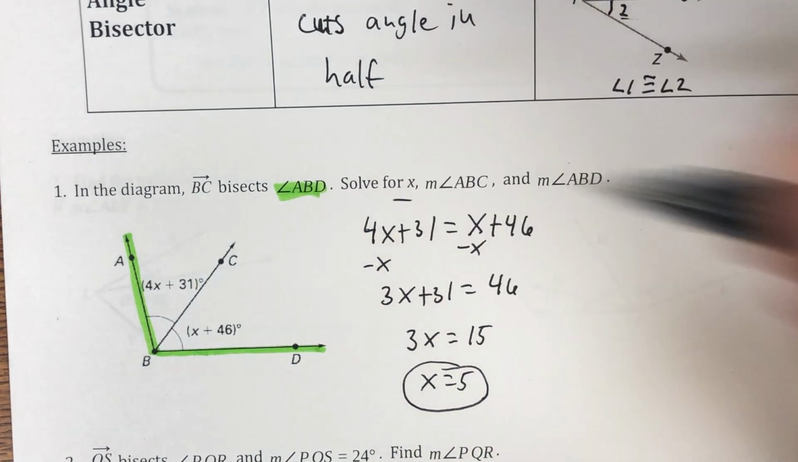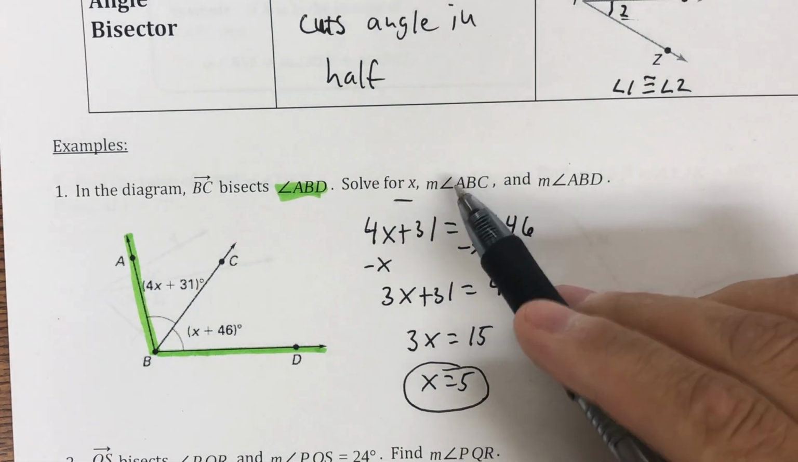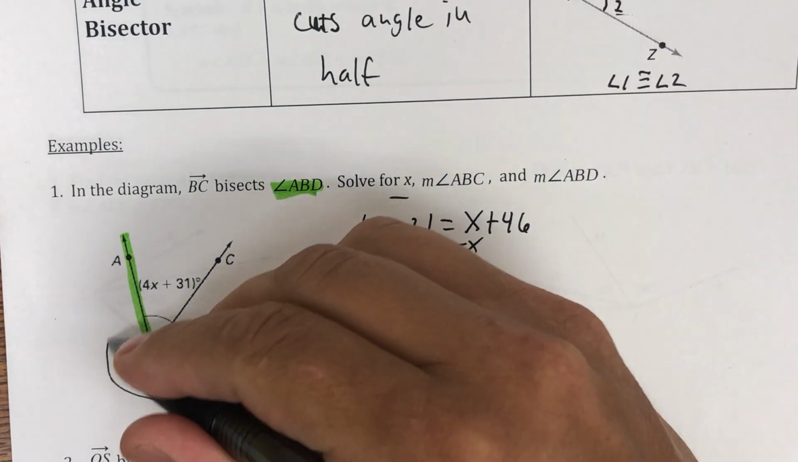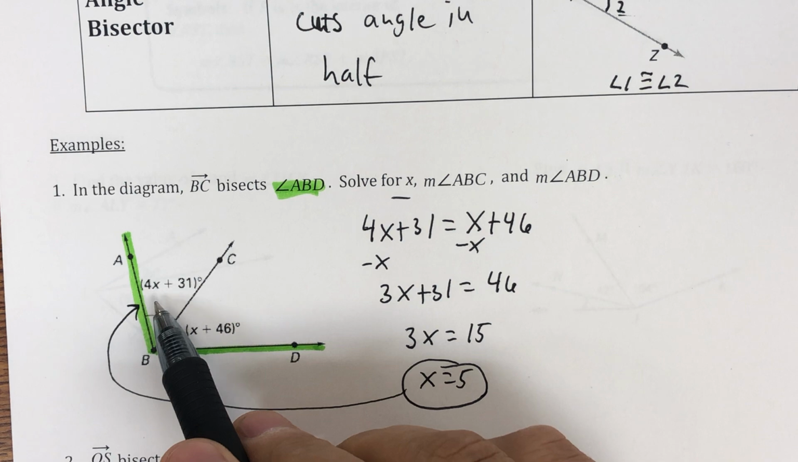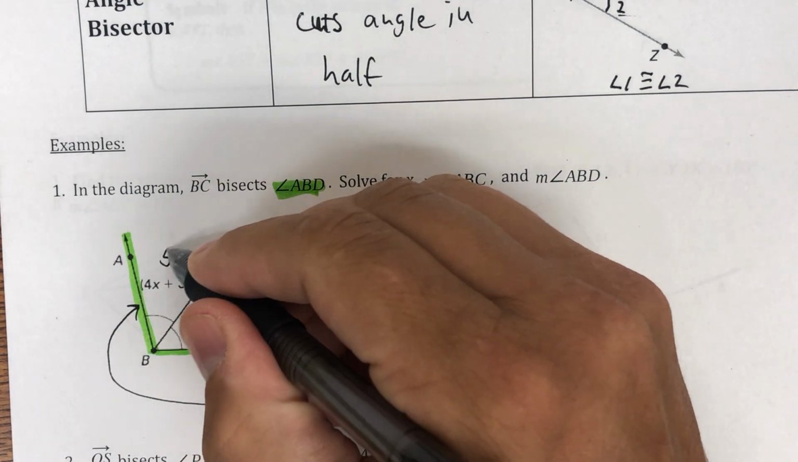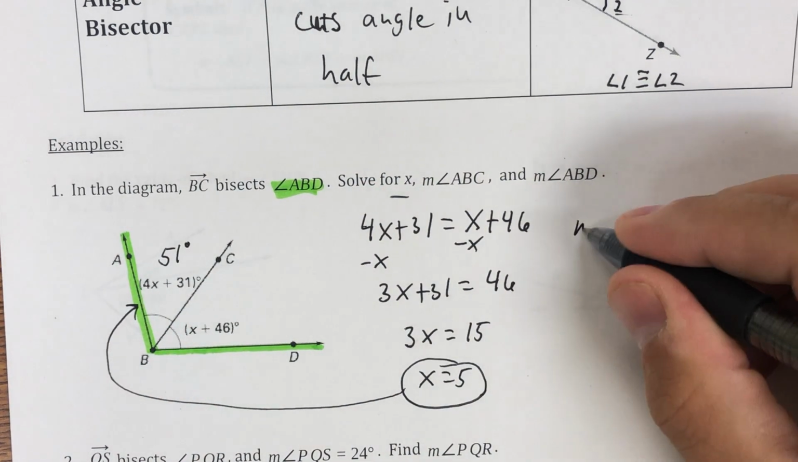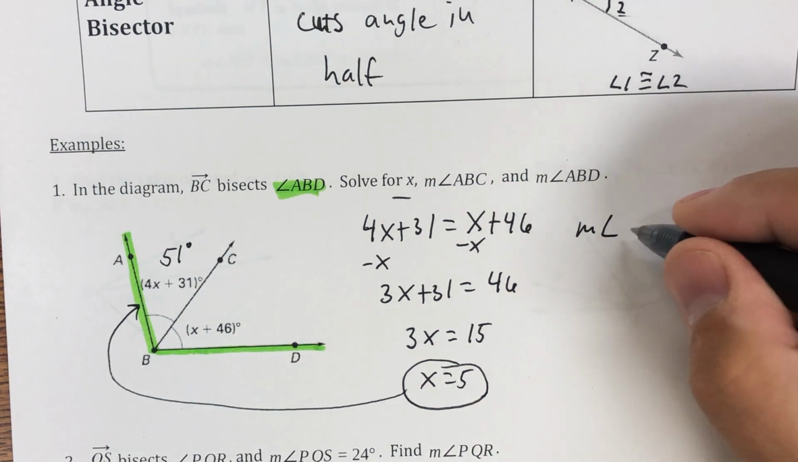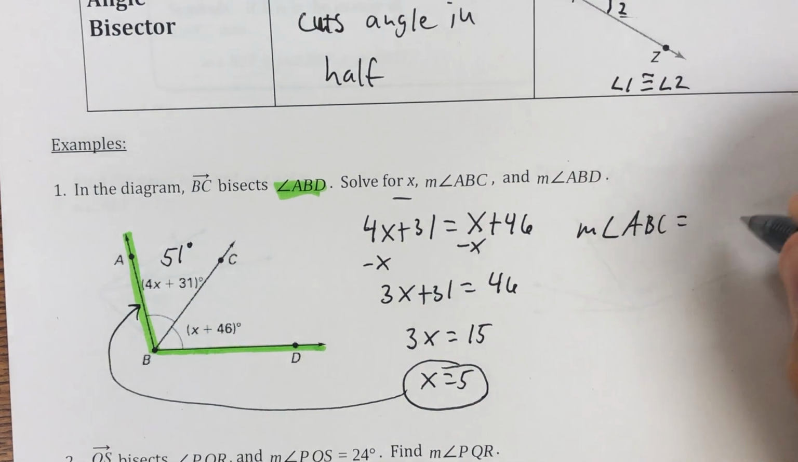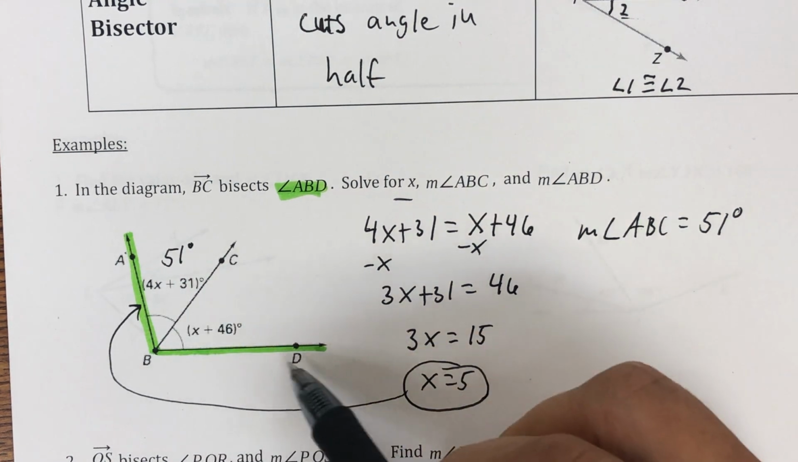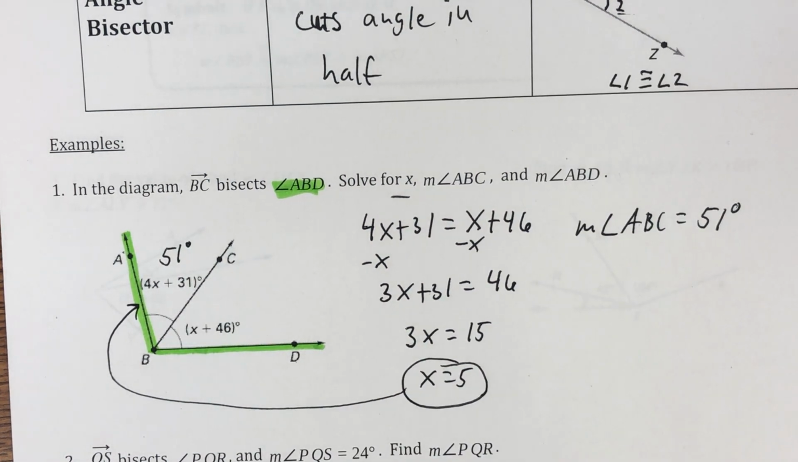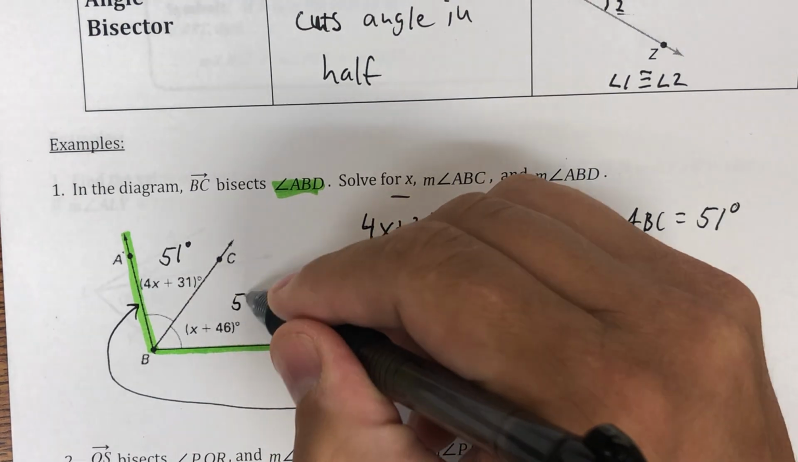So we solved for x. Next step, we're supposed to find angle ABC, so I have to plug x back in. When I plug x back in, 4 times 5 is 20, plus 31, that's 51 degrees. So the measure of angle ABC is equal to 51 degrees. And we're also supposed to find ABD. Well, let's see here. This one's also 51 degrees.